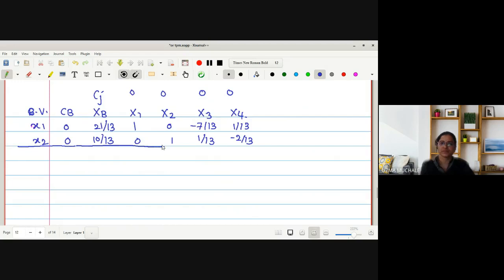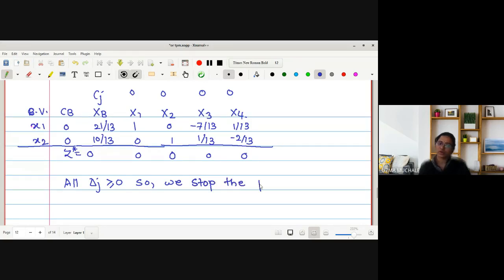Right. Now we will calculate Z value. Z is CB XB, now it is 0. Sorry, Z star it is. Z star is 0. Net evaluations for these two variables 0, 0. Again, as CB is 0, all the net evaluations will be 0, 0. Correct? So here we will write all delta J's are non-negative. 0 also one can write. So we stop the process. Okay.